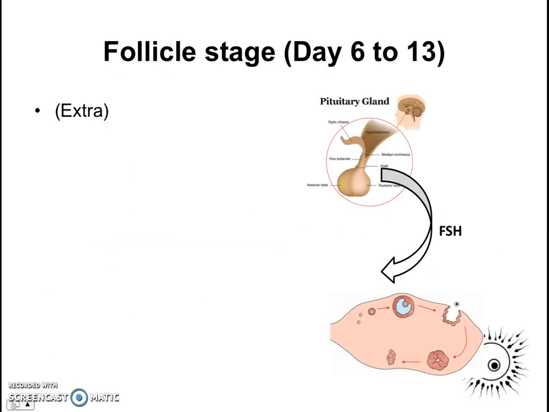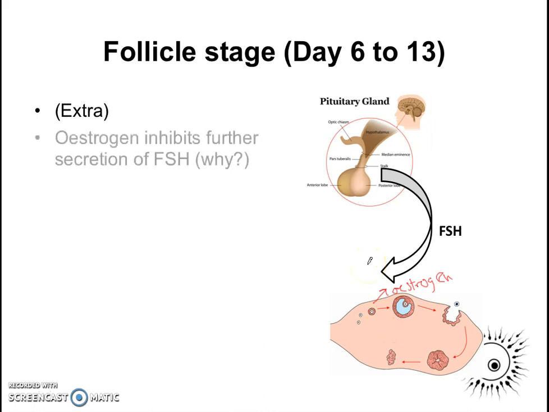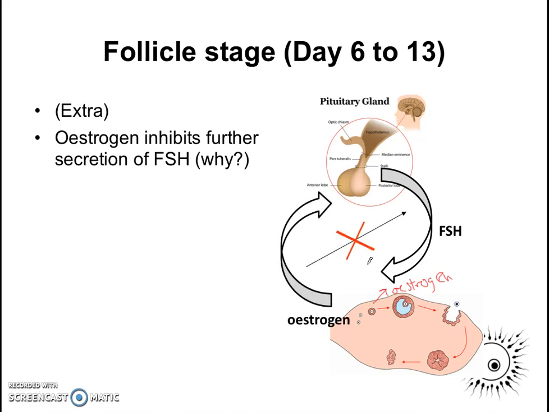Okay, just a bit of extra information for those who are interested. During the follicle stage, FSH is secreted by the pituitary gland, and that causes follicles in the ovary to start developing. As those follicles develop, remember that they secrete estrogen. And we already saw how the estrogen causes the uterine lining to be repaired and to thicken. Now, estrogen has another important function, and that is to inhibit further secretion of FSH. So, estrogen also inhibits FSH from being secreted more.